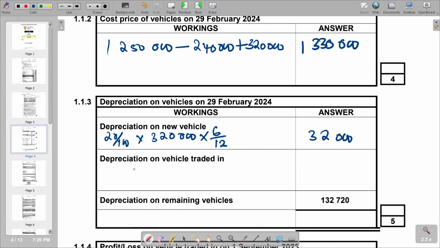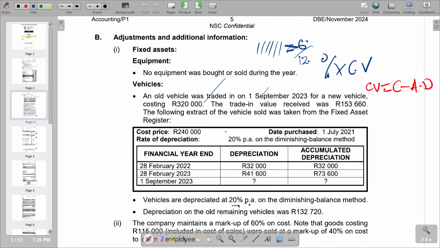Then we've got depreciation on vehicle traded in. So if you refer back there, you'll see that the traded in vehicle is the one that is given at this table here, whereby we have the depreciation and then we've got the accumulated depreciation. So we check in terms of what we have, because it has information of the year ended 28 February 2022 and information of year ended 28 February 2023, and then in the recent year is where we are now, where it only was there up to 1 September 2023. So this is the depreciation that we want.